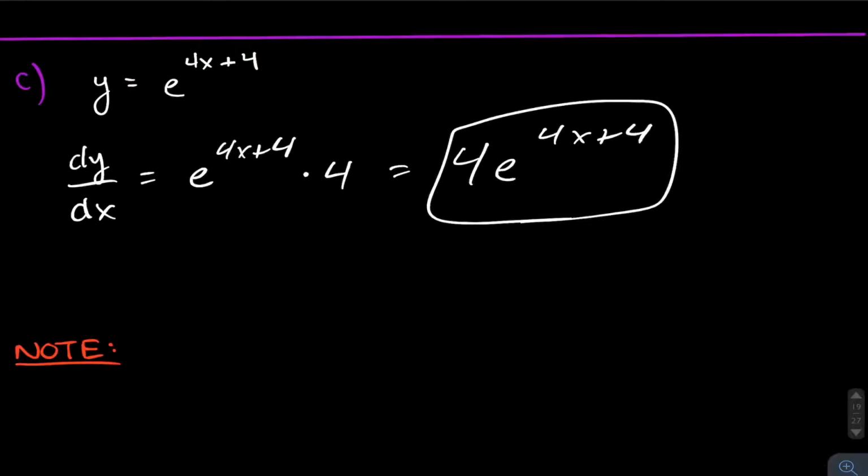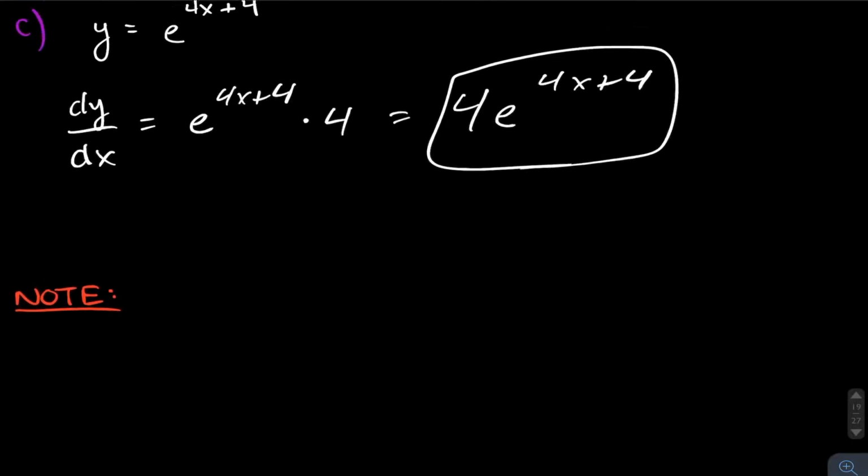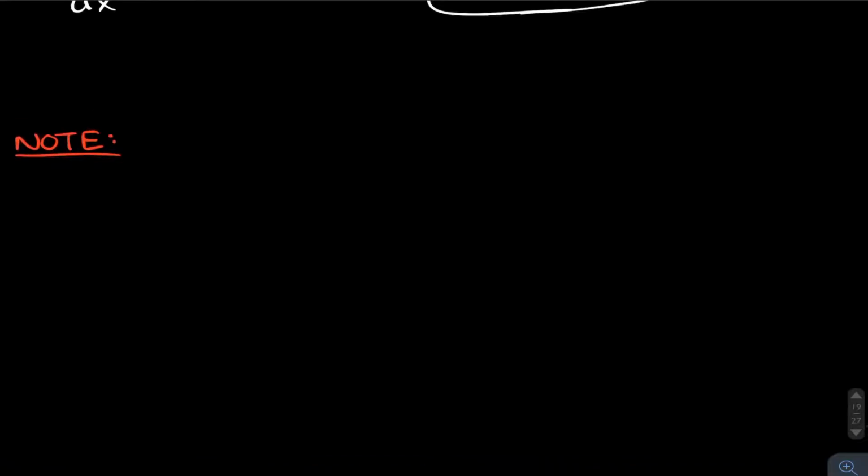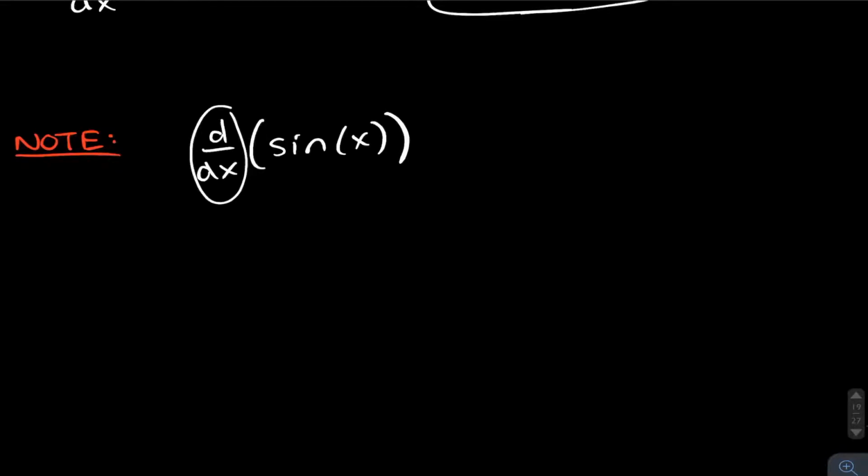Now, we're going to show some consistency here in our notes. Okay, what if we're taking the derivative of sine x? Remember, this means taking a derivative with respect to x of sine x. So remember that the derivative of sine x is just cosine x, right?